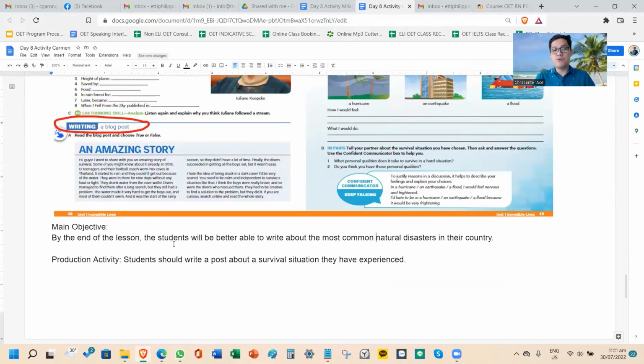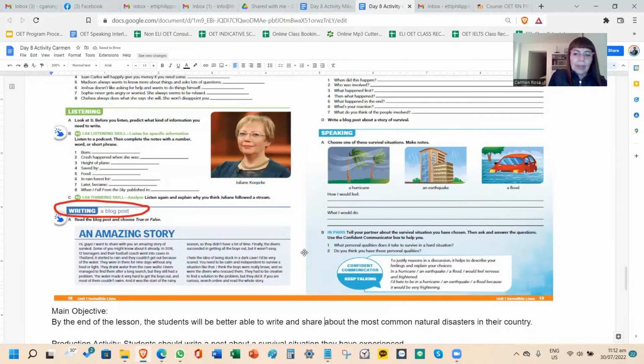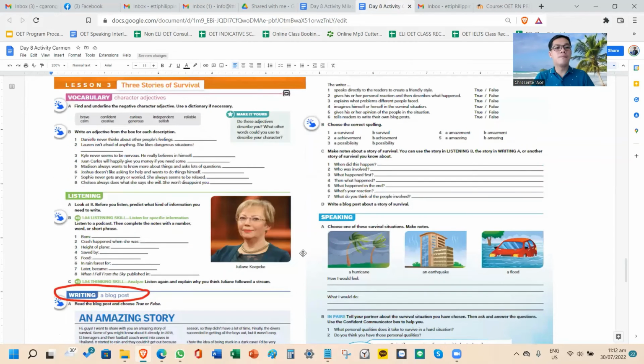So that's how you make it better. Be specific. Students will be able to write and present, write and share, or maybe just sharing about the most common natural disasters in their country.